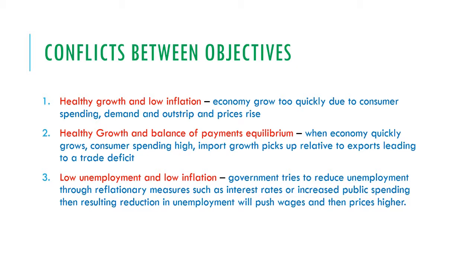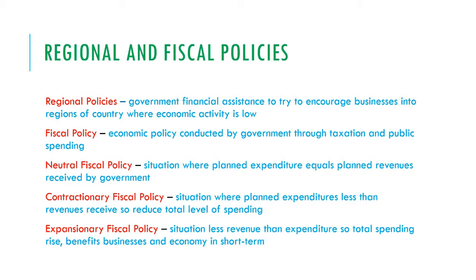You also have low unemployment and low inflation, as if the government tries to reduce unemployment through reflationary measures such as lower interest rates or increased public spending. This will result in a reduction in unemployment, which will push wages and then prices higher, meaning low inflation doesn't actually occur, that's high inflation.